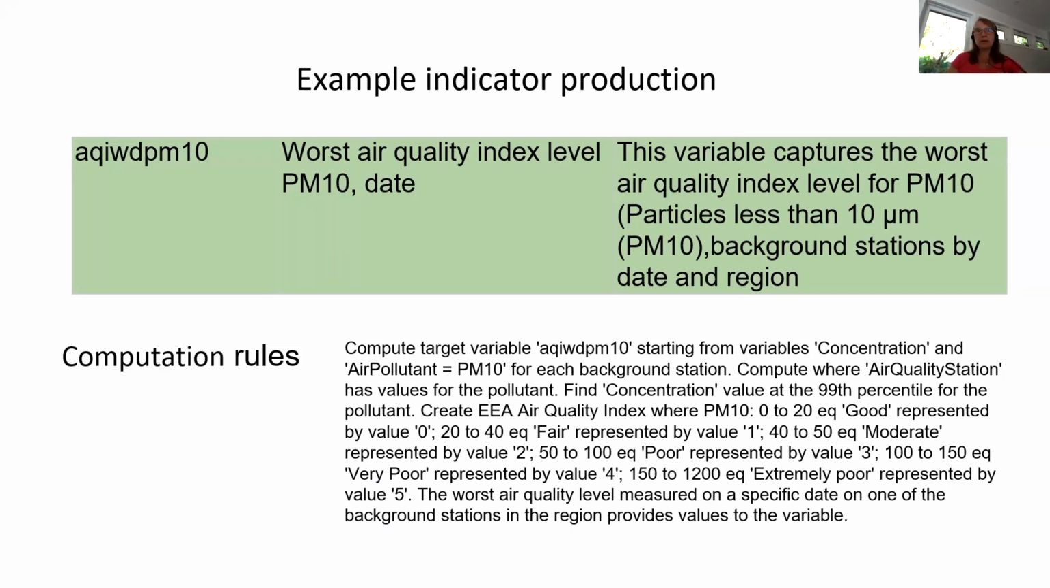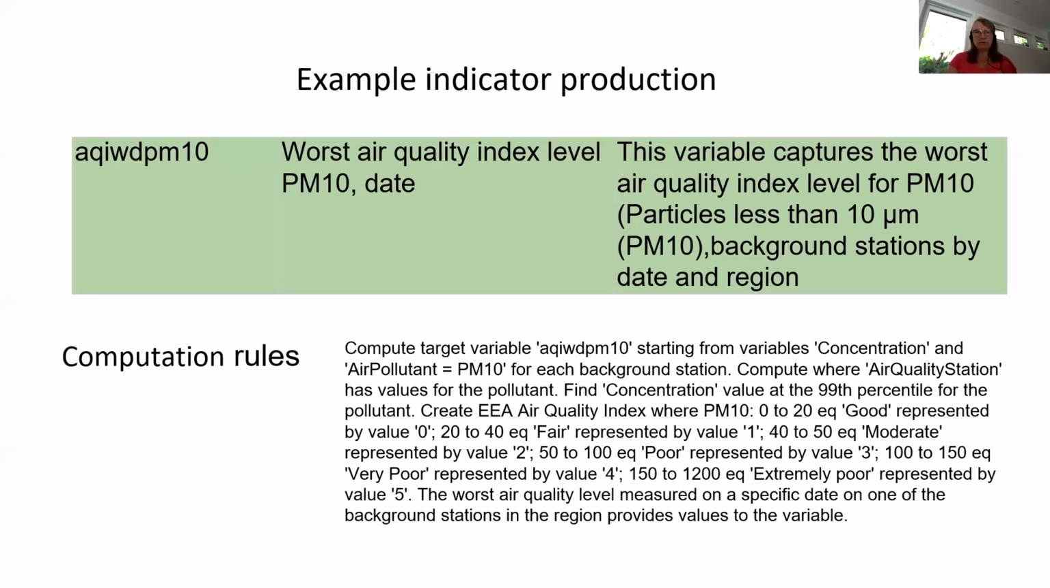We are focusing on what happens on a specific date. And like here, this variable about the worst air quality index level of PM10 at that date. And we do that for a set of classical air quality indicators, the more classical pollutants like PM10, PM2.5, SO2, NO2, and O3. And then we do it across pollutants and on region and so on.